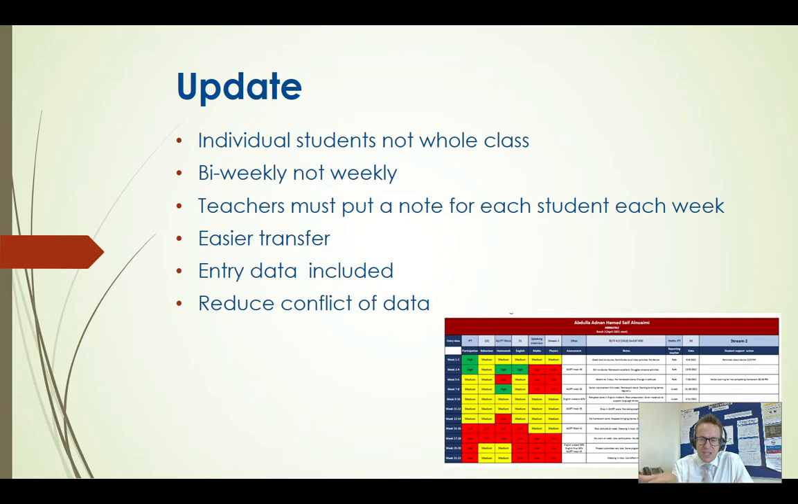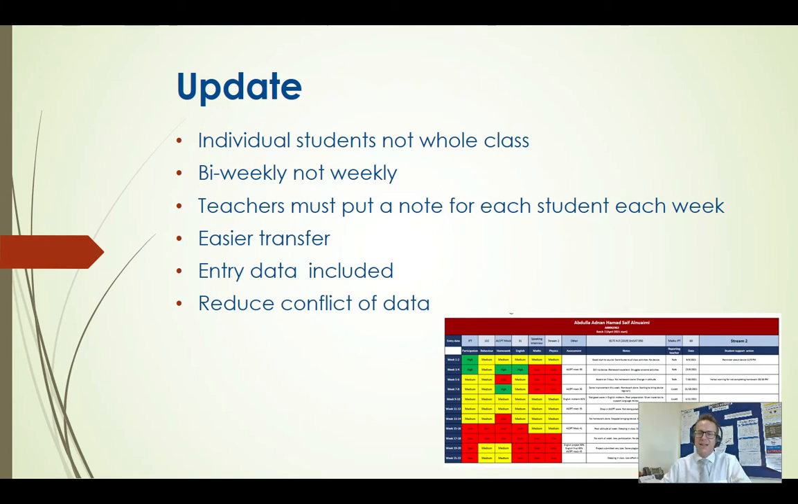It's easier to transfer, so if the student moves to another class, we can just copy the tab across, whereas before we had to select, copy the whole row, and insert it into the others, and there were chances to lose data. We have entry data, so we can see where the student was when they started, so that we can see more progression as they develop. And hopefully it will reduce the conflicts of the data.